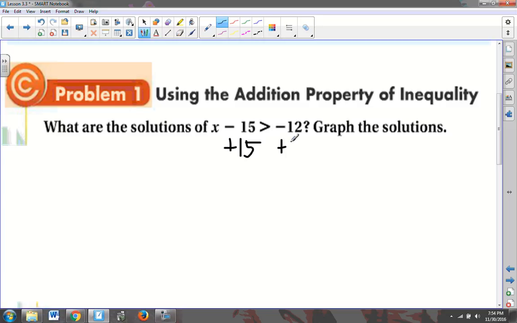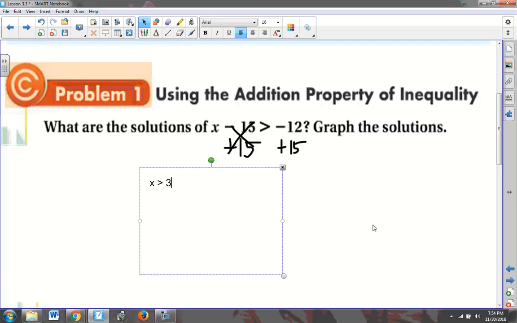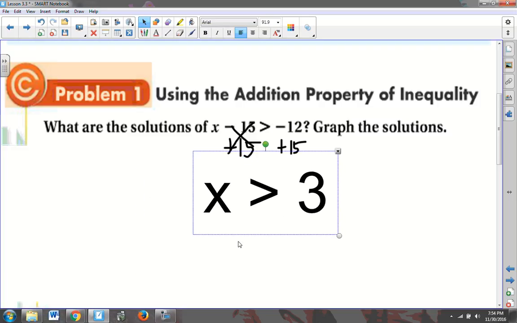Add 15, add 15. We know this cancels out, and that's gone, so all I'm left with is x on that side. My symbol is greater than, and on the other side I have negative 12 plus 15, which gives me a positive 3. So my inequality when I solve it now says x is greater than 3.